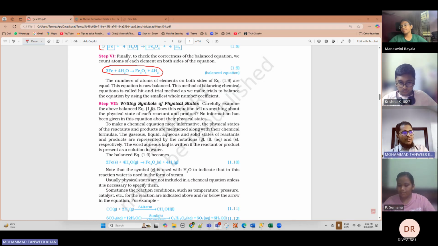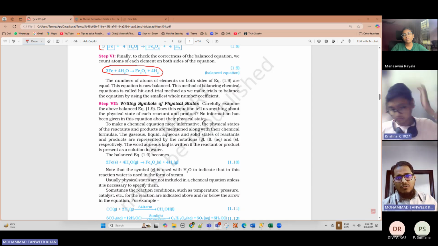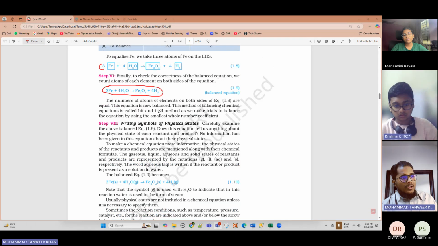Okay, writing symbols of physical states. Yesterday we saw how to balance a chemical equation. You remember what steps we followed, right? So, writing symbols of physical states. Carefully examine the above balanced equation 1.9. We discussed this equation yesterday, and we studied how to balance it, right?